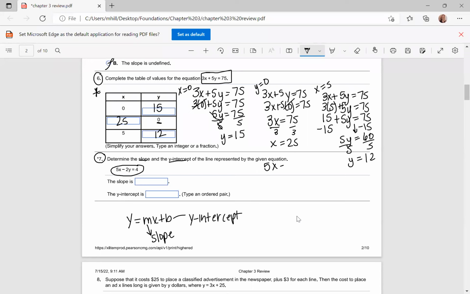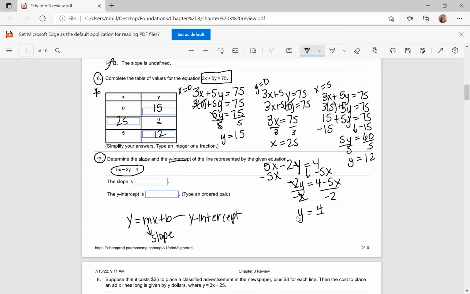So 5x minus 2y is equal to 4. Okay, if we want it to say y equals, we want to subtract the 5x, move it away. You don't want to get rid of the -2 until the very end that's connected to the y. Then we've got -2y, because 5x minus 5x is going to cancel out. We've got 4 minus 5x here on this side of the equal sign. Then we want to divide everything by -2.